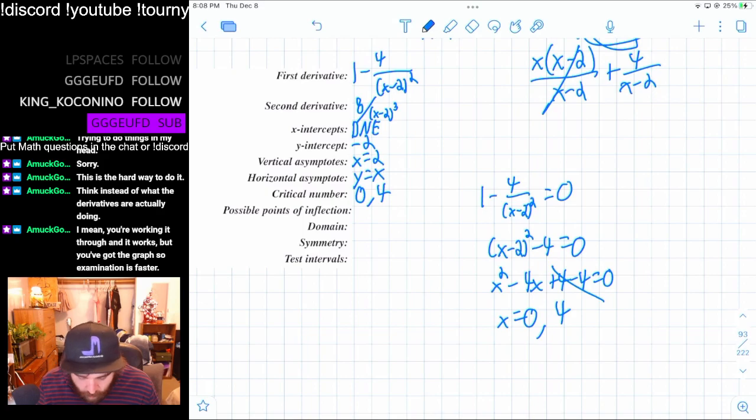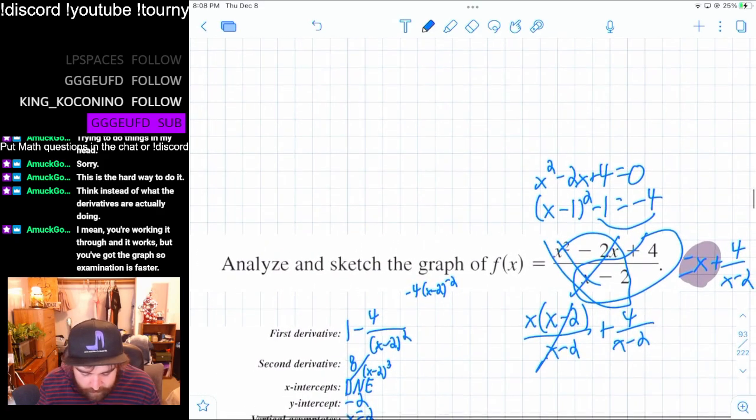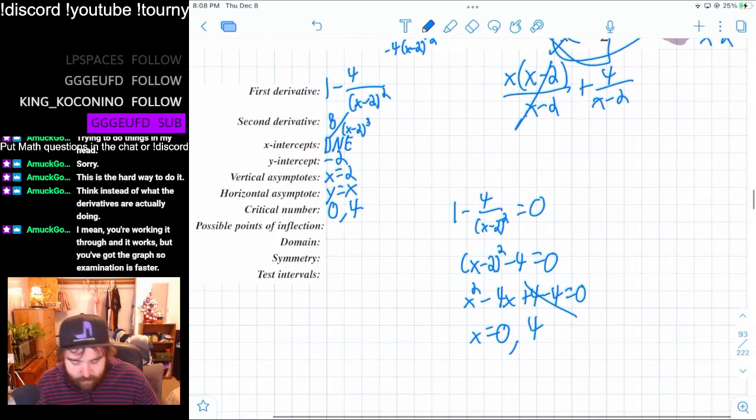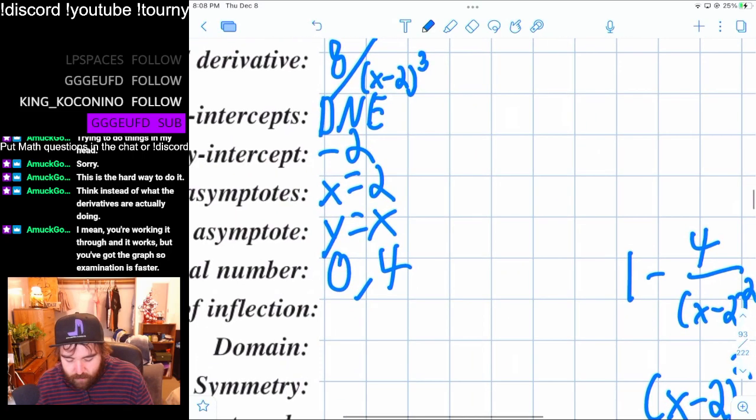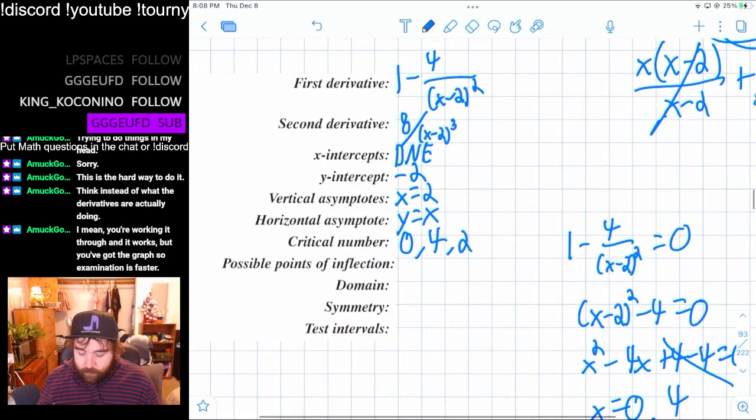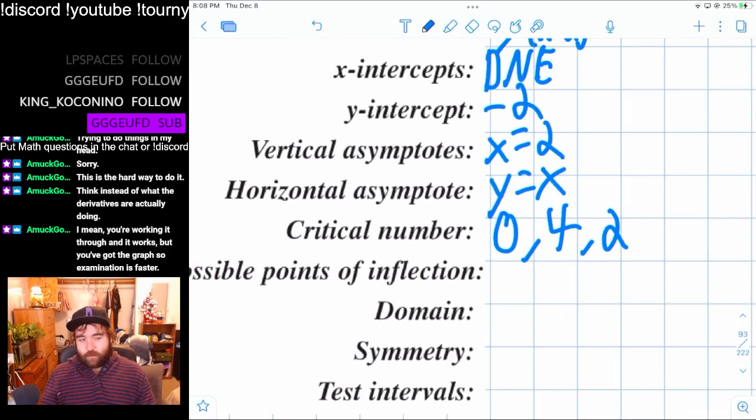And then possible point, oh wait, also undefined. This is going to be the same idea with the asymptote, right? But we'll still do it. When is this undefined? When x equals 2. So I guess we technically have a critical number at x equals 2. Also notice critical number, not critical points.